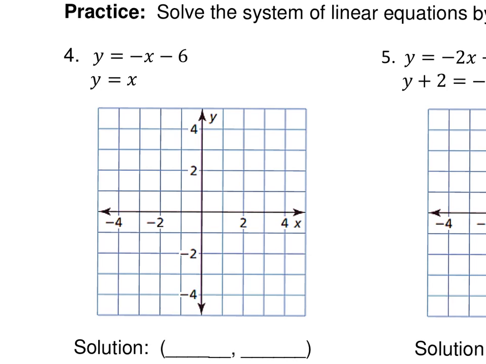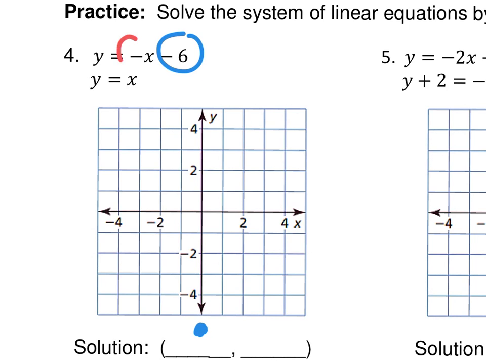So for 4 through 7, I'm actually going to graph them by hand on the iPad, but I'm also going to tell you how to graph them in the calculator and how to find the intersection. So when I'm graphing lines by hand, starting with the first one, my y-intercept is -6, so I'm going to begin at -6 on the y-axis.